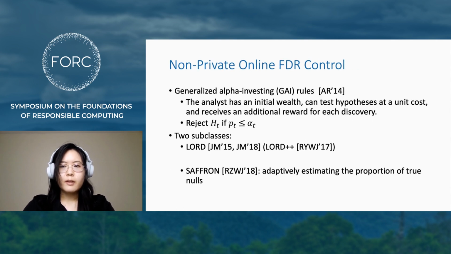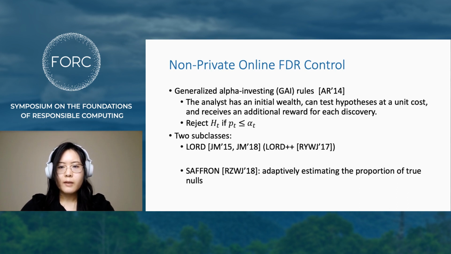The generalized alpha investing rules is a classical method for non-private online FDR control. In the algorithm, we have an initial wealth. We can test each hypothesis at a unique cost, and we receive an additional reward for each discovery. The wealth is used to determine the rejection threshold alpha t. And the algorithm decides to reject hypothesis t if the corresponding p-value pt is less than the rejection threshold alpha t.